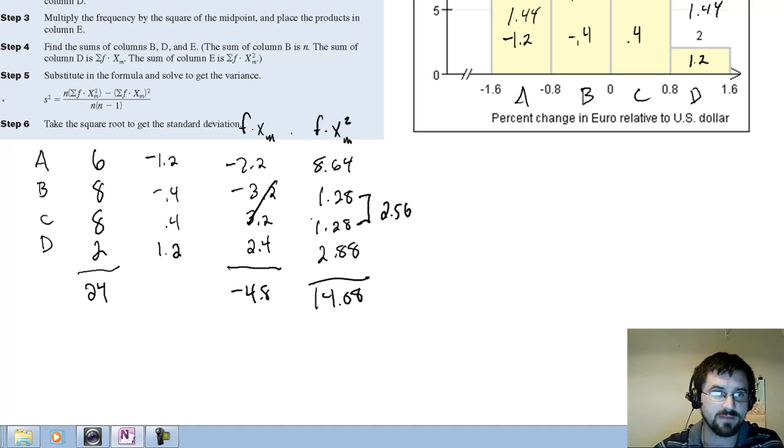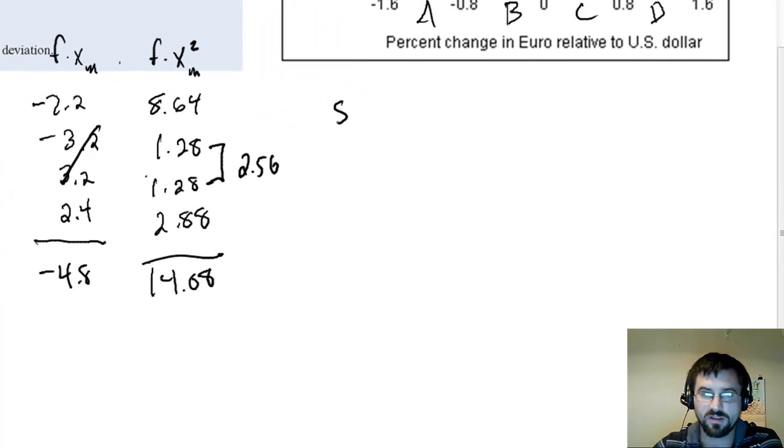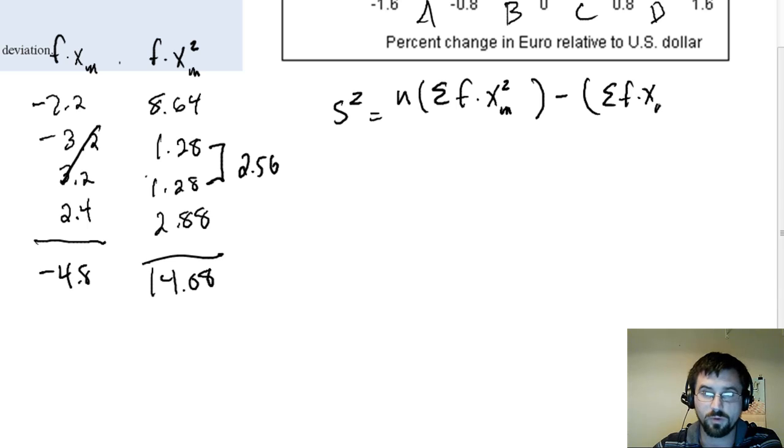Now step 5, I use this formula. The formula says the variance, or our estimate of the variance, will be equal to the sample size times the sum of the frequencies times the midpoint squared, minus the sum of the frequencies times the midpoints, squared, all over the sample size times the sample size minus 1.